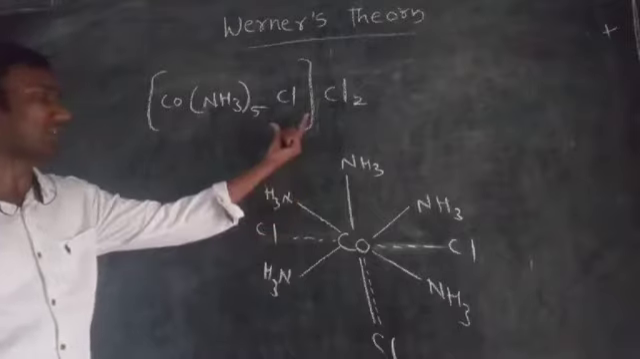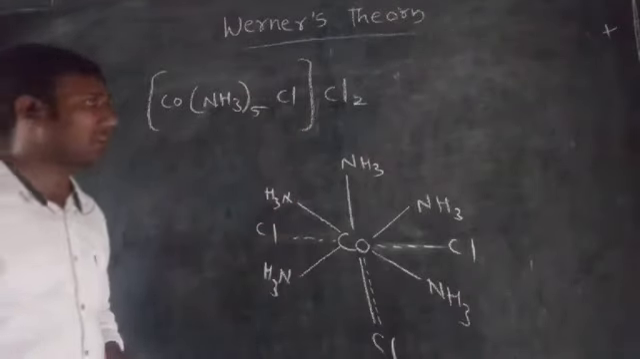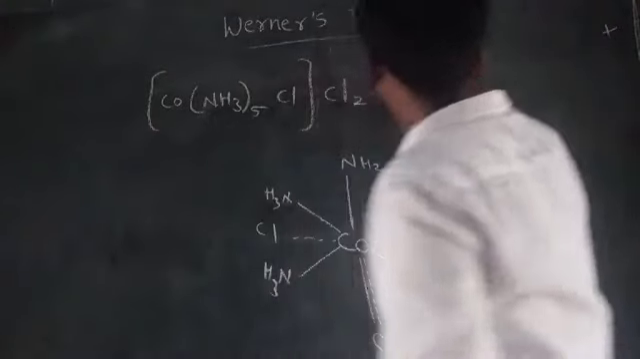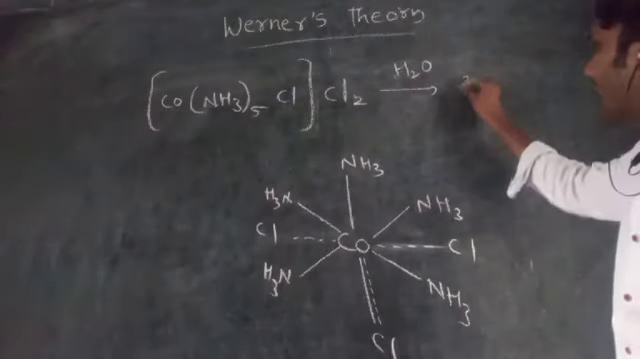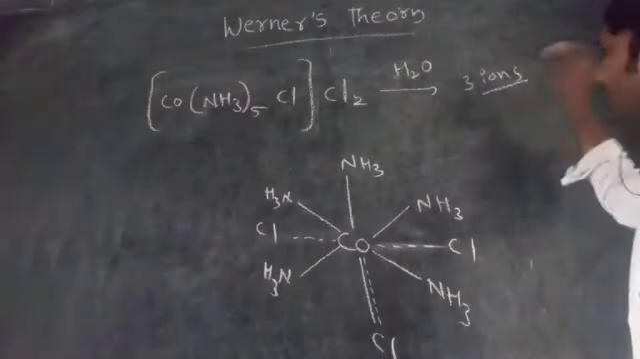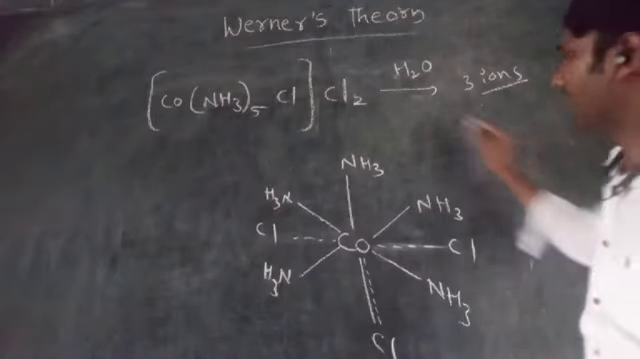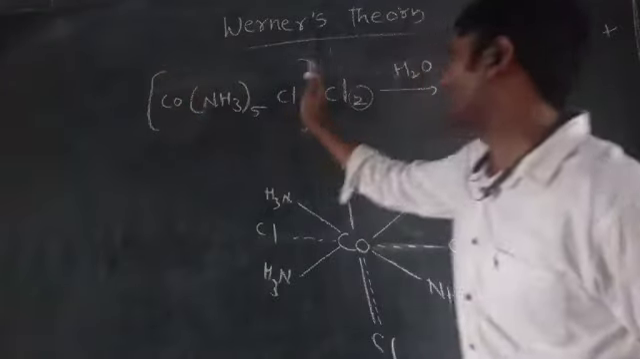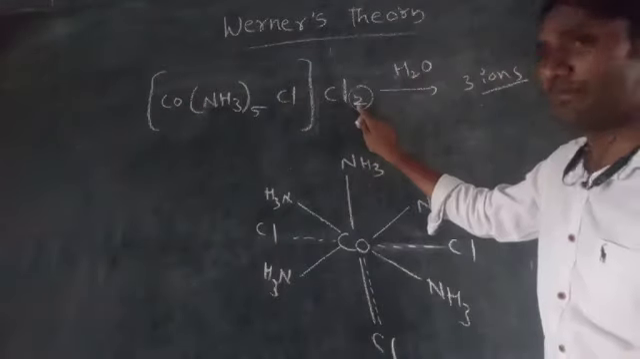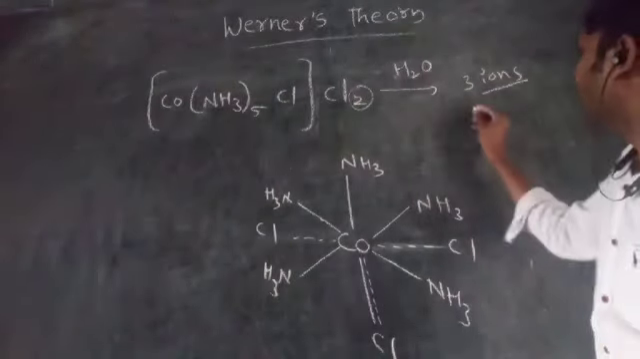The structure of the coordination complex, and when it is dissolved in the water, how many ions does it release? 3 ions it releases. Chlorine, how many are there? 2. So the coordination sphere is completely one type of ion. Outside the coordination sphere, how many atoms are there? That many ions. So 2 chlorine atoms are there.